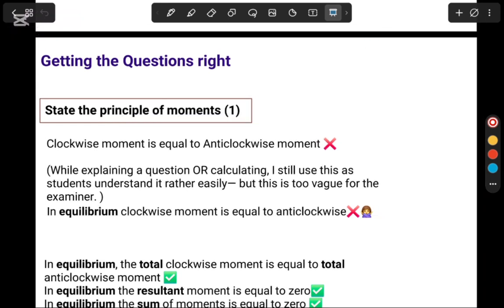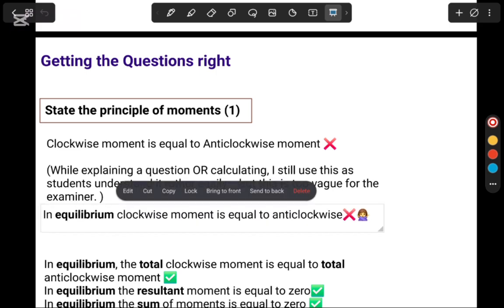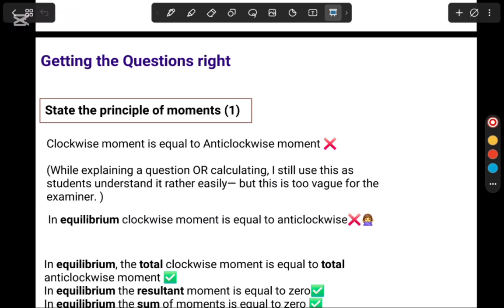First of all, we're going to be looking at the question that comes up a lot, which is: state the principle of moments. It's a 1 mark question, and the answer that students have memorized from IGCSE is clockwise moment is equal to anti-clockwise moment. While this is correct, it's not very technical and not very accurate according to the standard in A-levels.